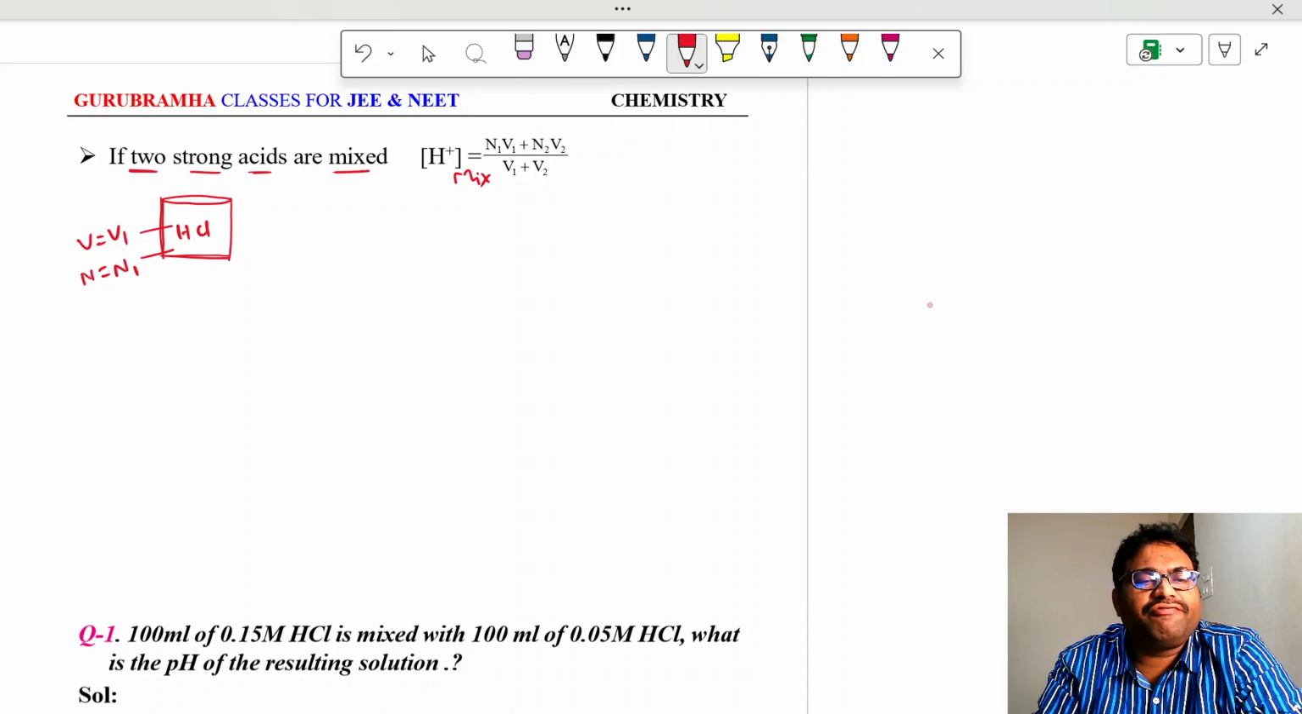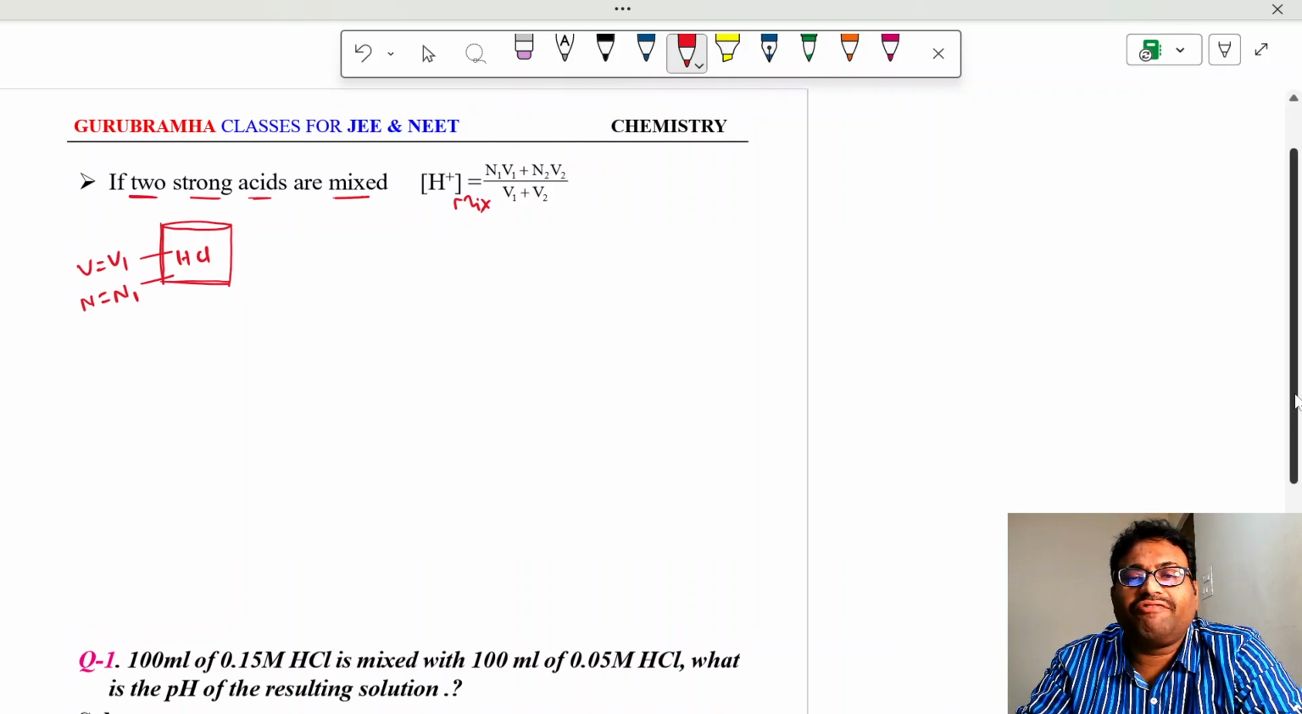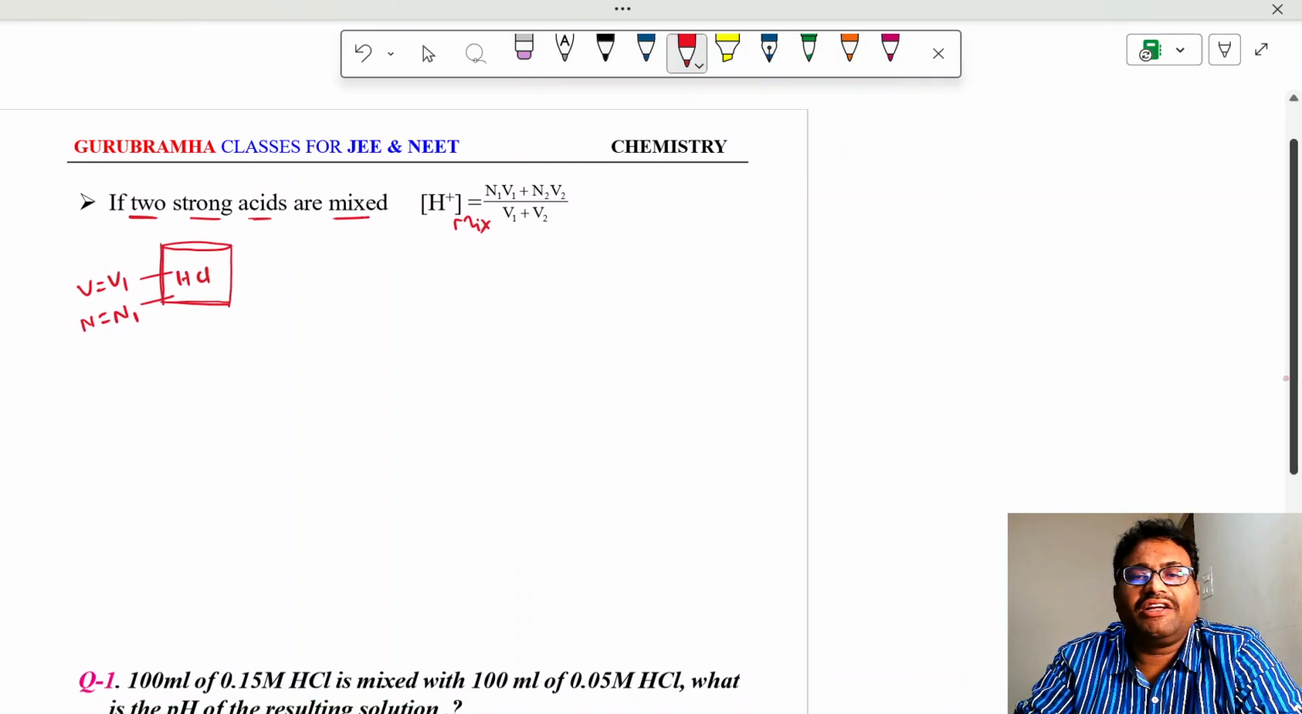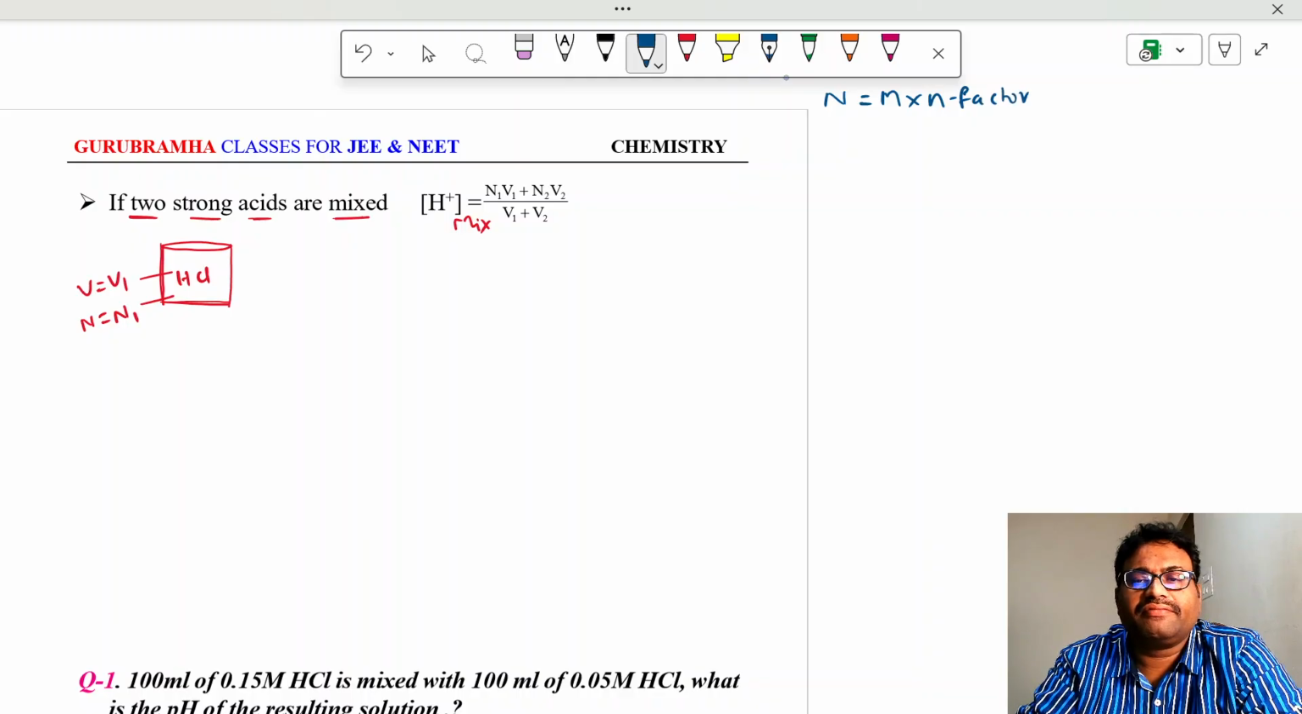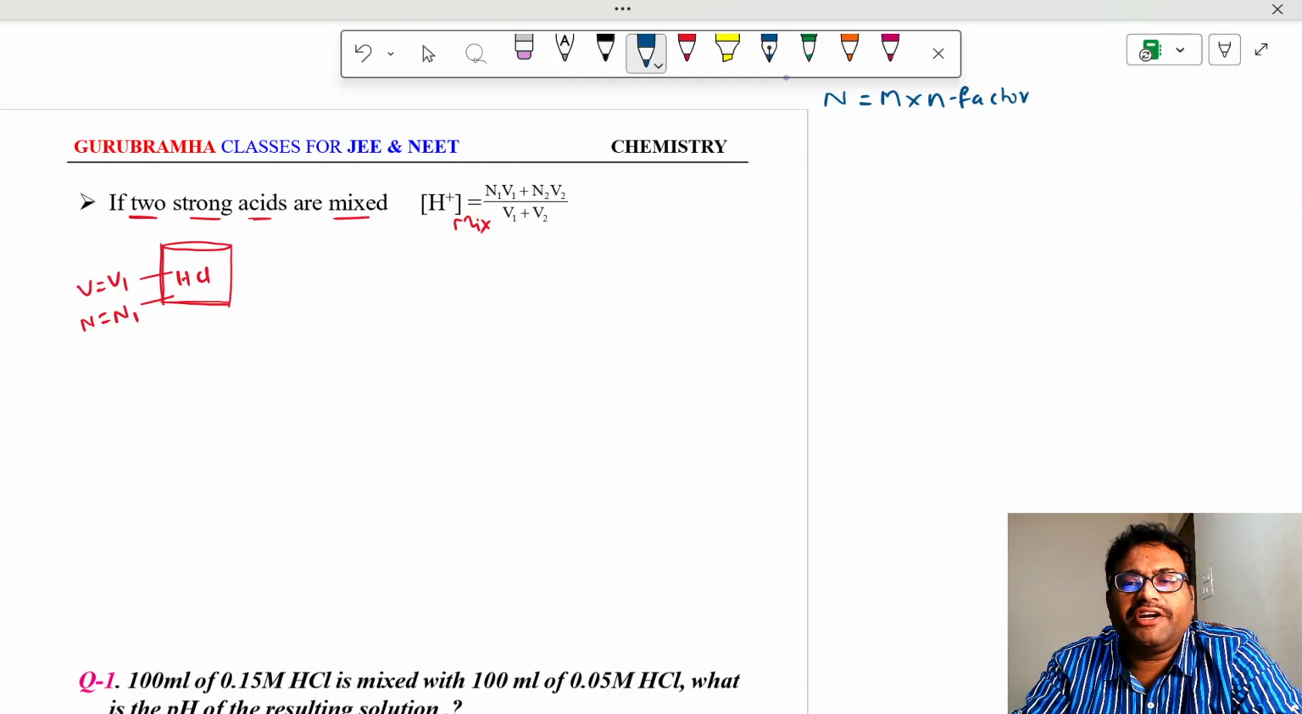Sir, if instead of normality, molarity is given, then what to do, sir? We have to convert it into normality. We know how to convert it into normality. What is the formula behind that? We know that normality is equal to molarity into N factor. By using this, if molarity is given, it is better to convert it to normality and solve the problem.